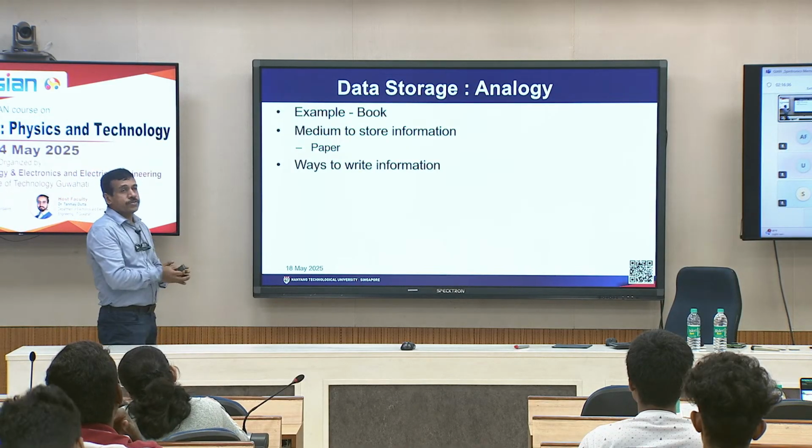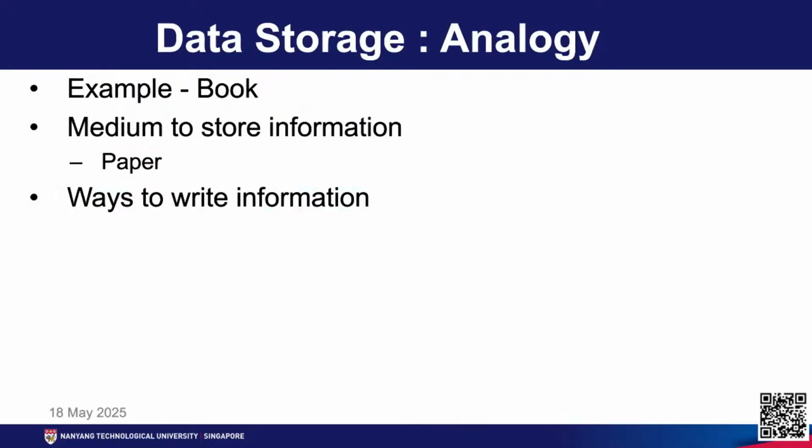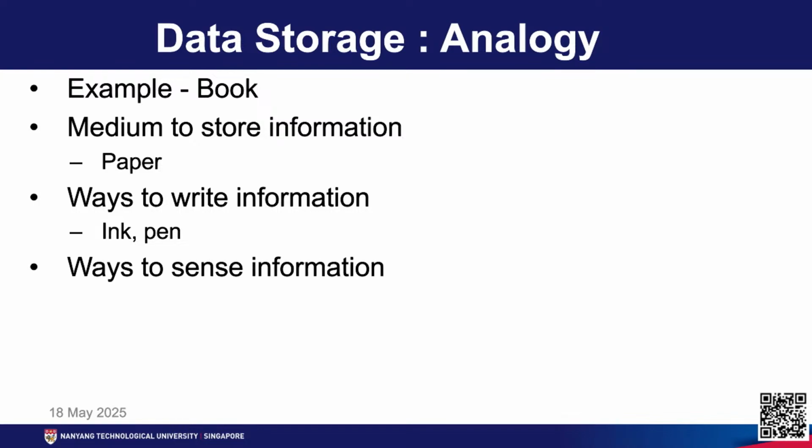and any data storage system that you create should be able to store information, and we should be able to write information. Okay. So, there should be some ways to write information. In the case of paper or book, we use ink to print, or we use a pen to write information, and there should also be some ways to sense the information. Otherwise, how do we know that there is information? In the case of a book, we use our eyes to sense information.